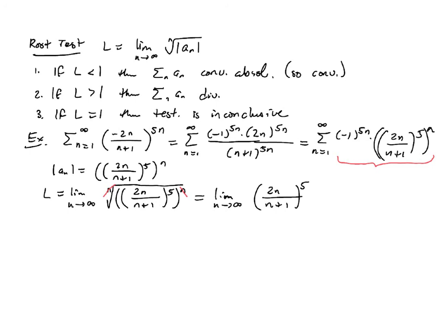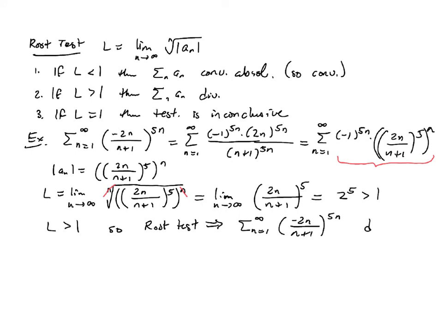The limit of 2n over n plus 1 is just 2, and so we get 2 to the 5 power. And now that tells us that our L is strictly greater than 1, right? 2 to the 5 is larger than 1, so our conclusion is, by the root test, we conclude that the summation n equals 1 to infinity of minus 2n over n plus 1 to the 5n, that series diverges.